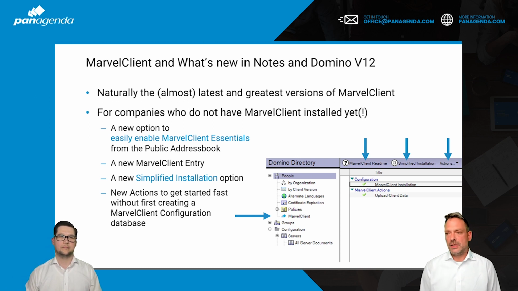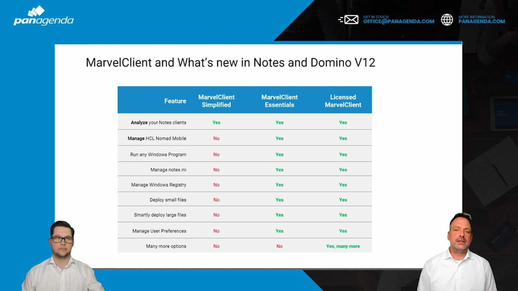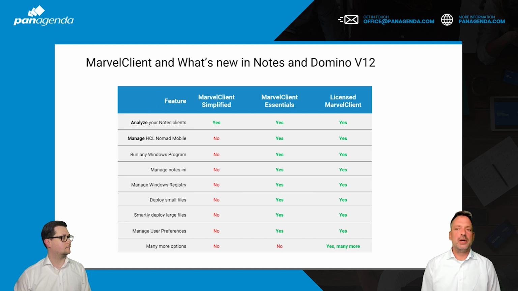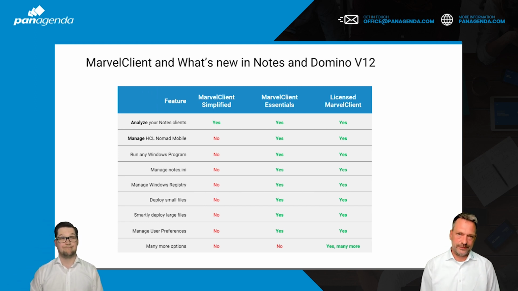The additional actions that you can see in this view also allow you to create an analyze database for MarvelClient, so to head into that direction first. I'd like to emphasize that if you head for a MarvelClient simplified installation, what you get is full analytics capabilities in the sense of MarvelClient Essentials across your entire client base if you enable it. But if you'd like to manage those client settings, which is also included in part in MarvelClient Essentials, then it's a better option to actually use a full MarvelClient Essentials or even a licensed MarvelClient installation.